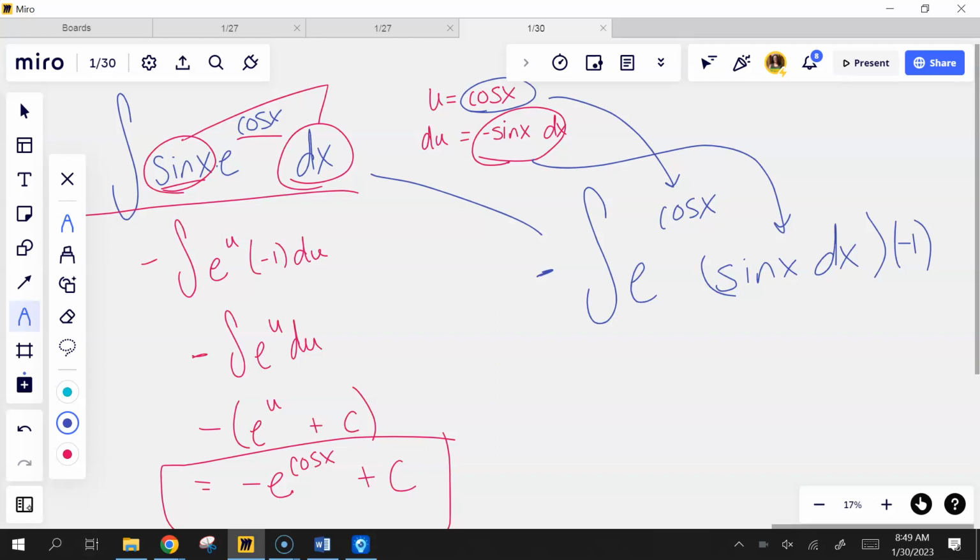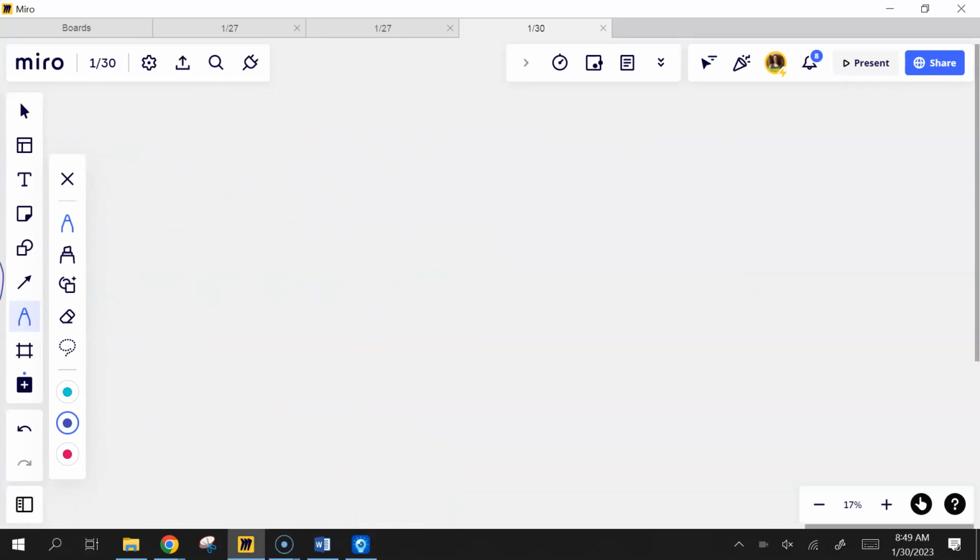Let's do another one. If I'm asked to find the antiderivative here, I'm probably just going to cry right now. I'm not going to cry because I know how to use substitution. But if you look at it, it's quite intimidating, right? You're going, holy crap, antiderivative of that, what in the world?